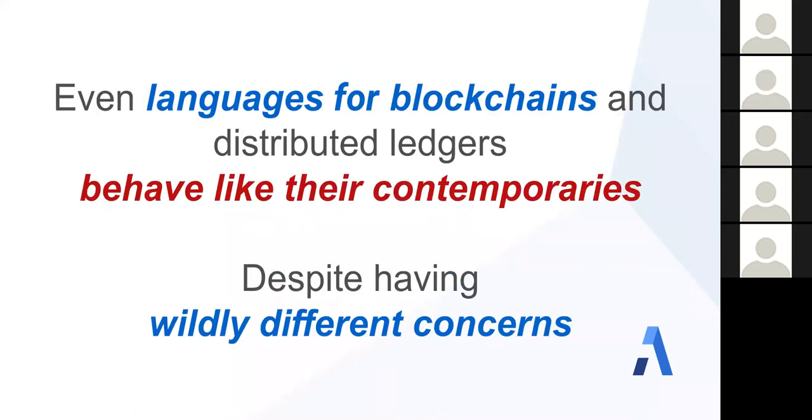And when it comes to blockchains and distributed ledgers, our languages currently behave a lot like these contemporary languages, and in many cases actually are the contemporary languages. On Fabric, for example, the languages are Java and Go, and I think Node.js runs in chaincode now as well, and I think there's one more. But the blockchains and distributed ledgers that we're using, their concerns aren't the same.